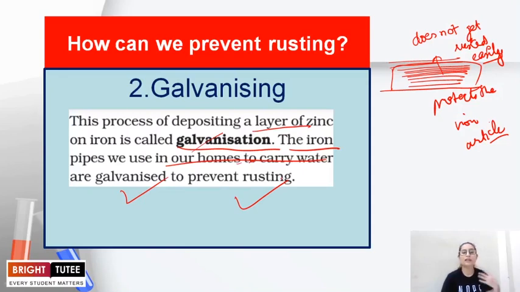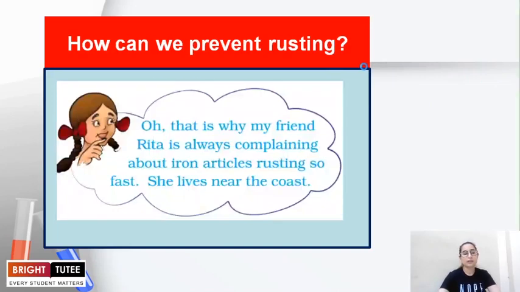So to prevent that rusting, we cover the iron pipes with a zinc layer, and this procedure of depositing a layer of zinc on iron is known as galvanization, right? So this is another procedure. First was painting and oiling. Second is galvanization. Third is alloying.